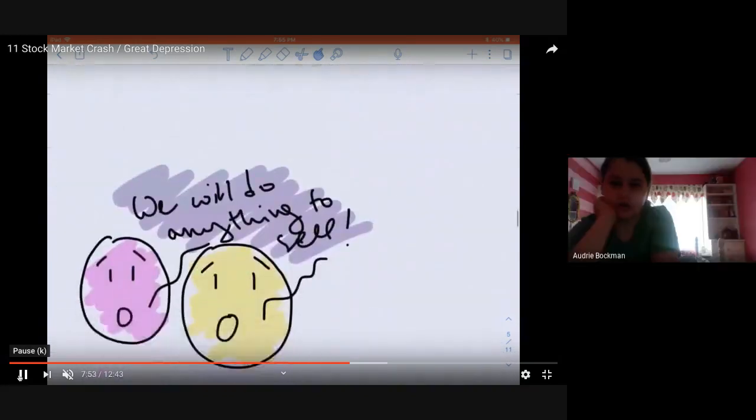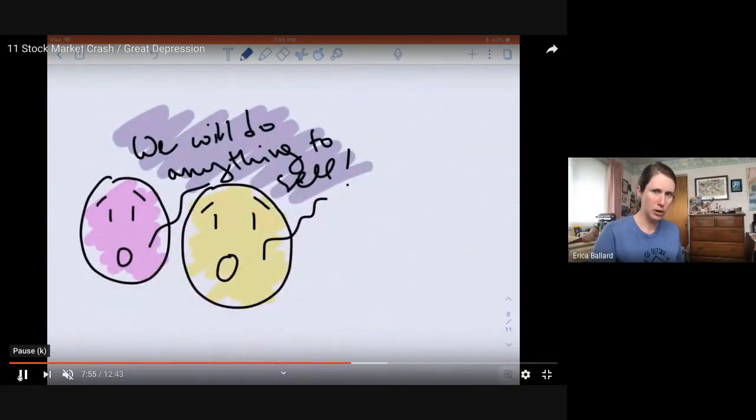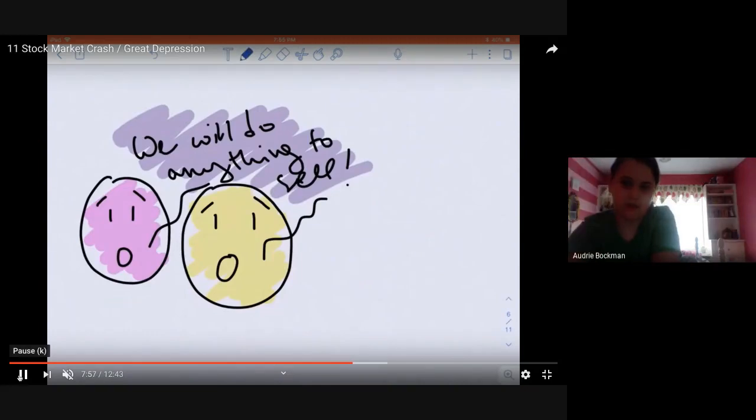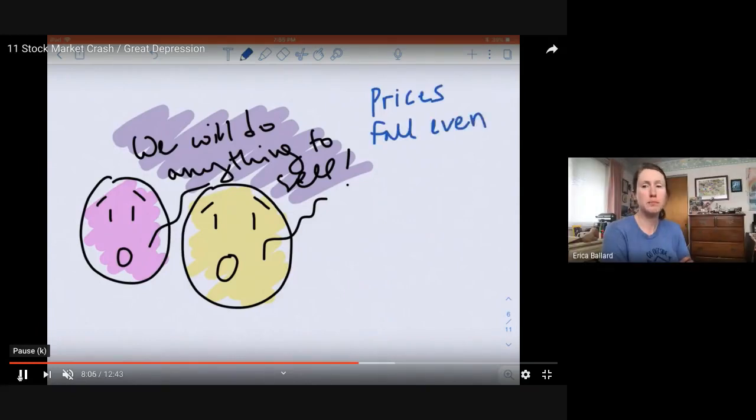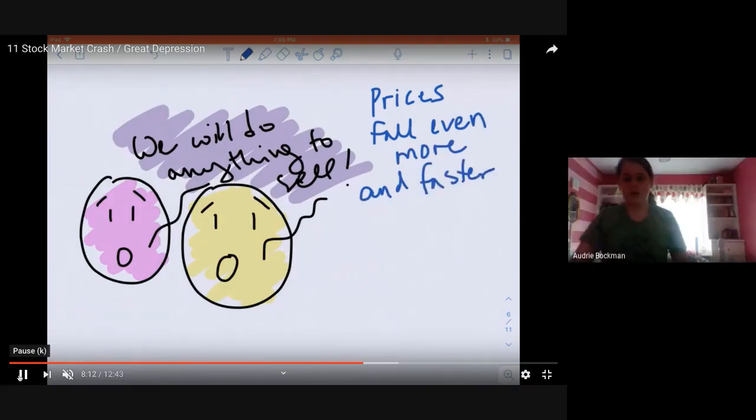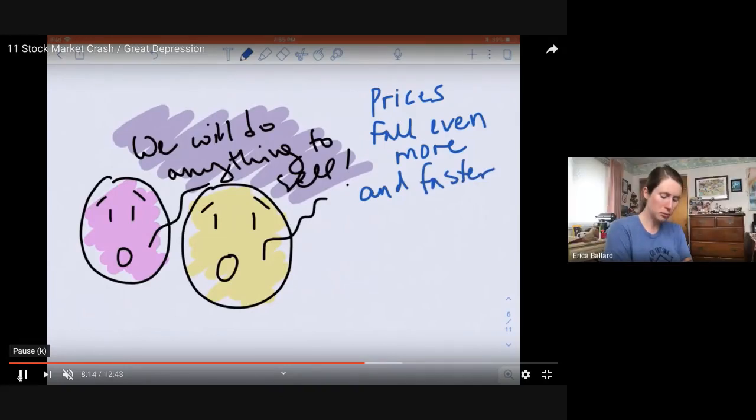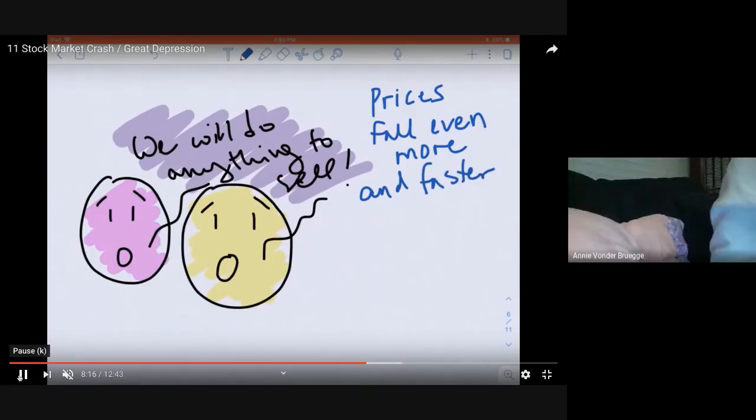Okay. Next one. Miss Ballard, is it kind of like when people make a product and put it in the store and not very many people want to buy it, so they have to lower the price? Yeah, it's basic economics, but it's just with owning part of the company versus part of a product. So the prices are going to fall even more and faster as people desperately try to get rid of their stock.